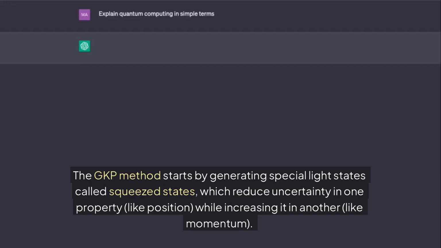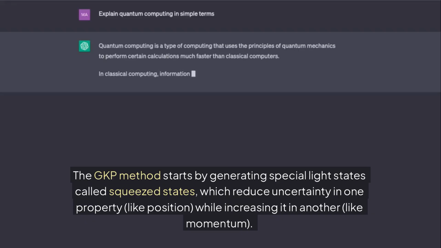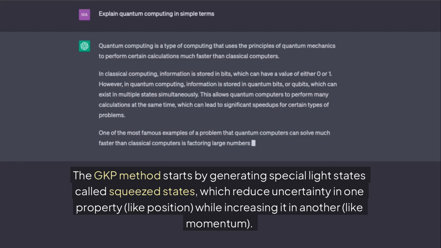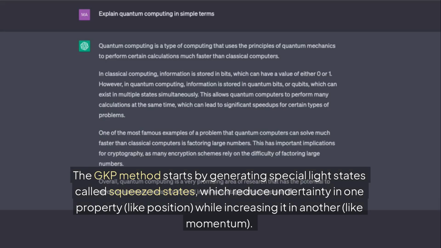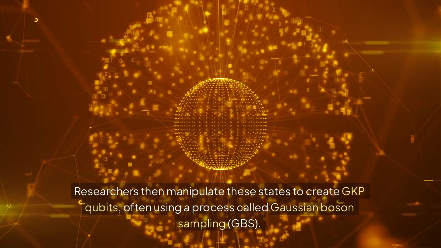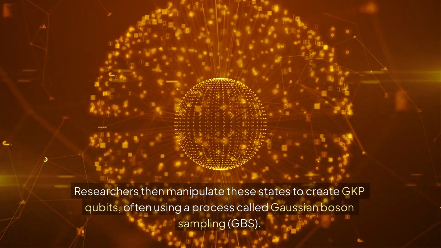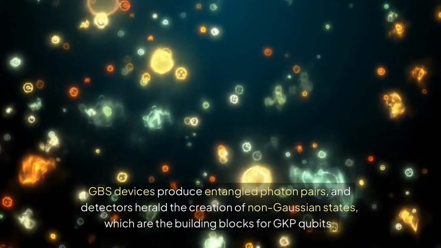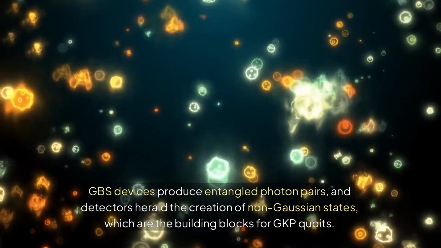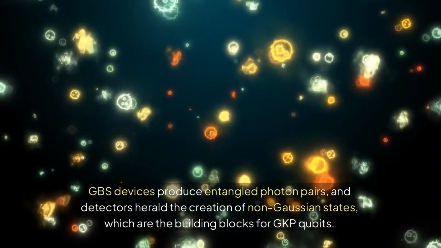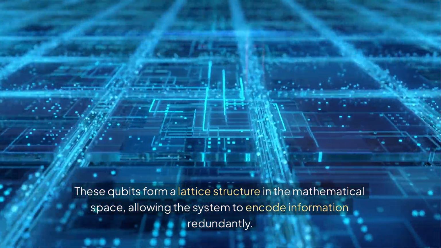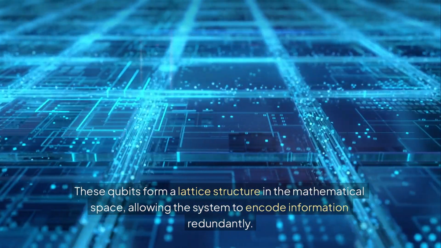Here's how it works. The GKP method starts by generating special light states called squeezed states, which reduce uncertainty in one property, like position, while increasing it in another, like momentum. Researchers then manipulate these states to create GKP qubits, often using a process called Gaussian boson sampling, GBS. GBS devices produce entangled photon pairs, and detectors herald the creation of non-Gaussian states, which are the building blocks for GKP qubits. These qubits form a lattice structure in the mathematical space, allowing the system to encode information redundantly. This redundancy is key to tackling optical loss.